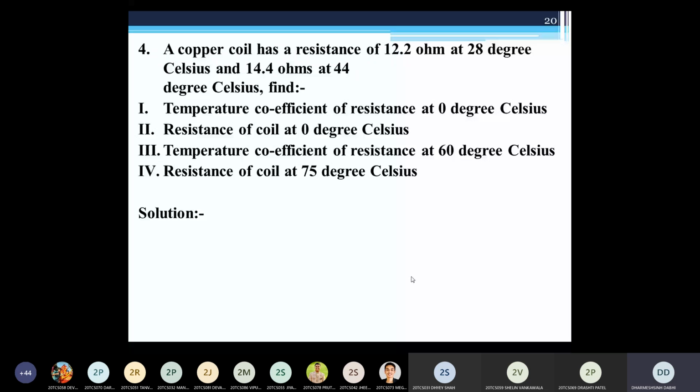First we find out the temperature coefficient of resistance at 0 degrees Celsius. So what is the given data here? The resistance R1 is 12.2 ohm at 28 degrees Celsius, so that is T1. Then the second resistance R2 is 14.4 ohm, given at a temperature of 44 degrees Celsius. So you have the equations for R2 and R1.